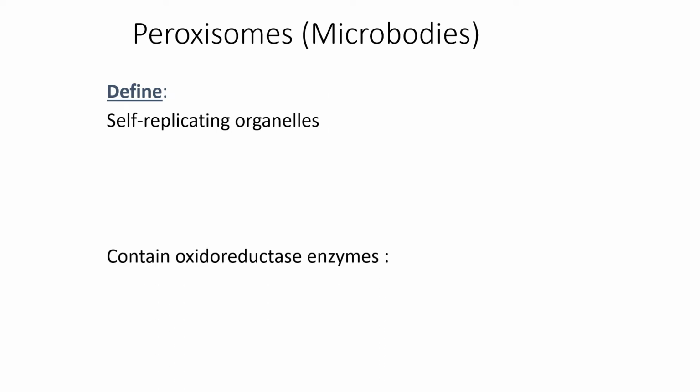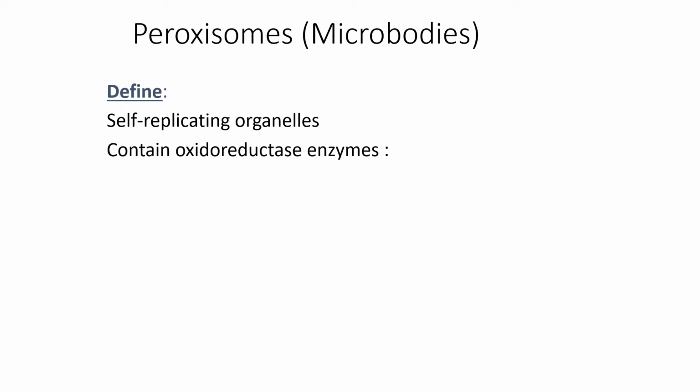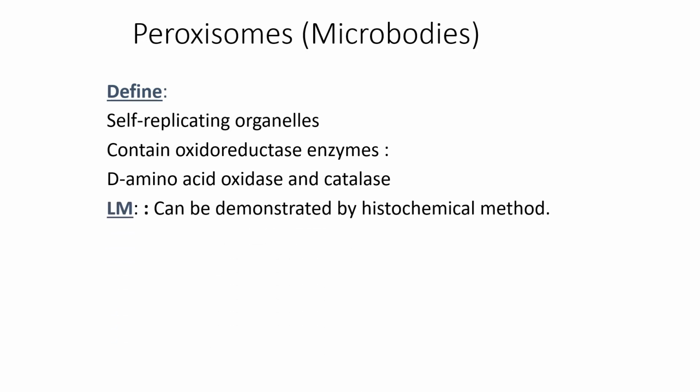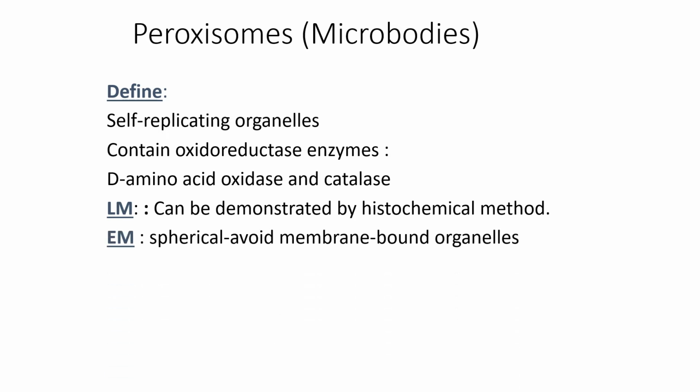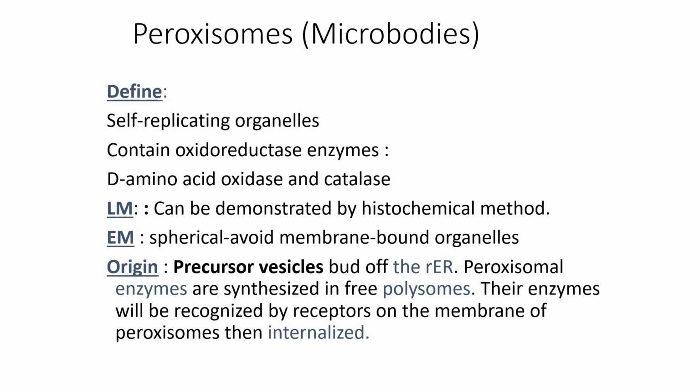The other membranous organelle is called the peroxisomes or the microbodies. By definition, it is a self-replicating organelle like the mitochondria, containing oxidoreductase enzymes, which are amino acid oxidase and catalase. It can be demonstrated by histochemical methods as with the lysosome. By EM, they are spherical or ovoid membrane-bound organelles.